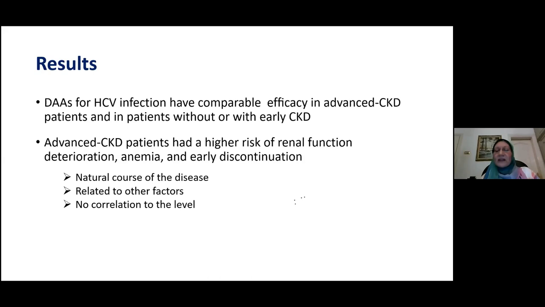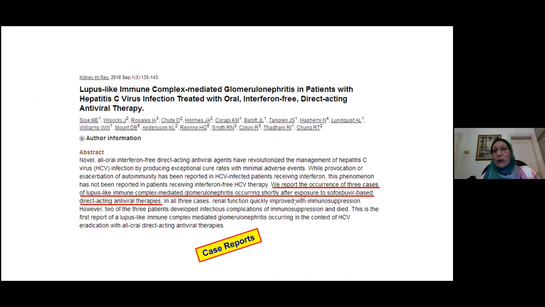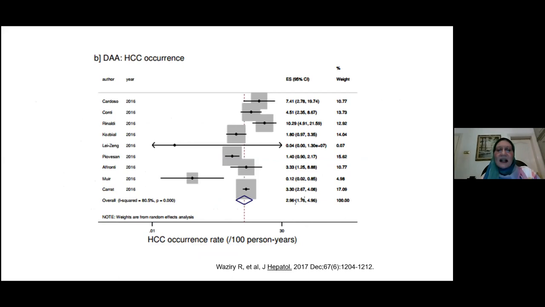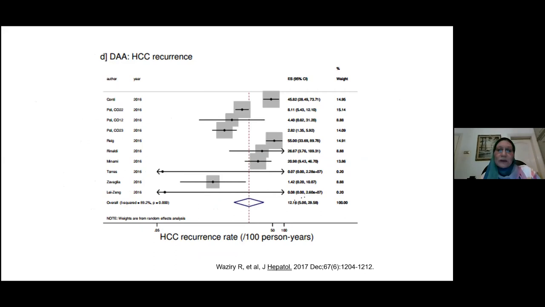We know that these drugs are associated with other complications, like this case report of lupus-like immune complex mediated GN, or like the persistence of cryoglobulinemic GN, or even de novo renal cryoglobulinemia after treatment. And this is a study that came from Castellani Hospital. And we have heard about HCC occurrence and recurrence, but at the end of the day, the benefits of using these drugs far outweigh the possible side effects. So now you know you could treat all your patients, irrespective of the GFR, very efficiently with a drug regimen that you choose according to the factors that we have mentioned, okay?